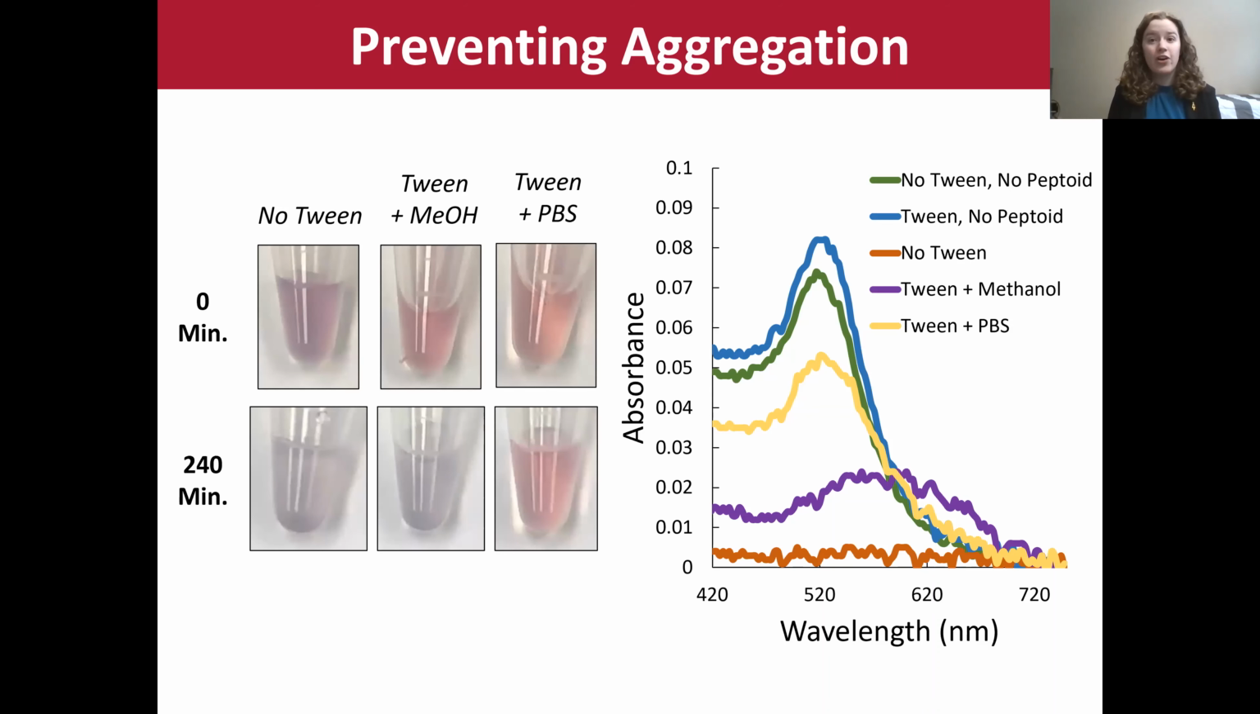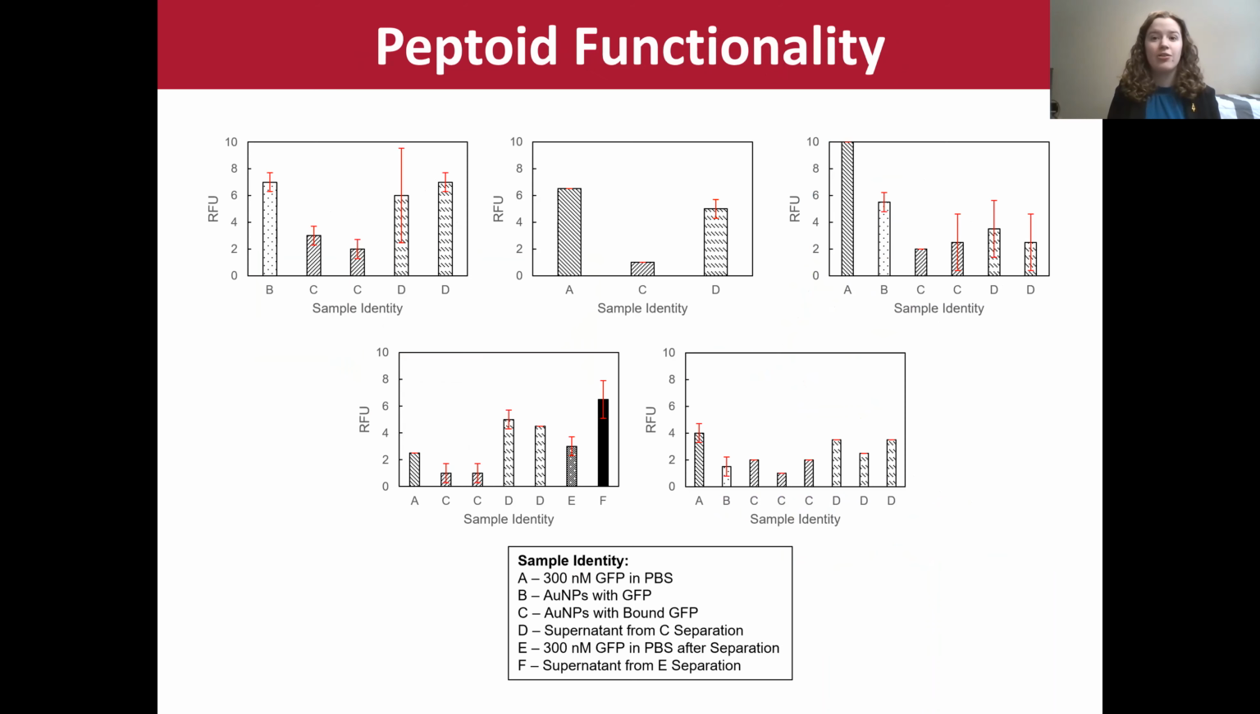To actually confirm that the peptoid bound to the gold nanoparticles and retained its binding capabilities, we took the functionalized nanoparticles and incubated them with green fluorescent protein and then isolated them. So the isolated gold nanoparticles do demonstrate an appreciable fluorescence after centrifugation and resuspension, and that can be seen here, which does at least somewhat indicate that the peptoid both bound to the nanoparticle and retained its ability to bind to GFP.